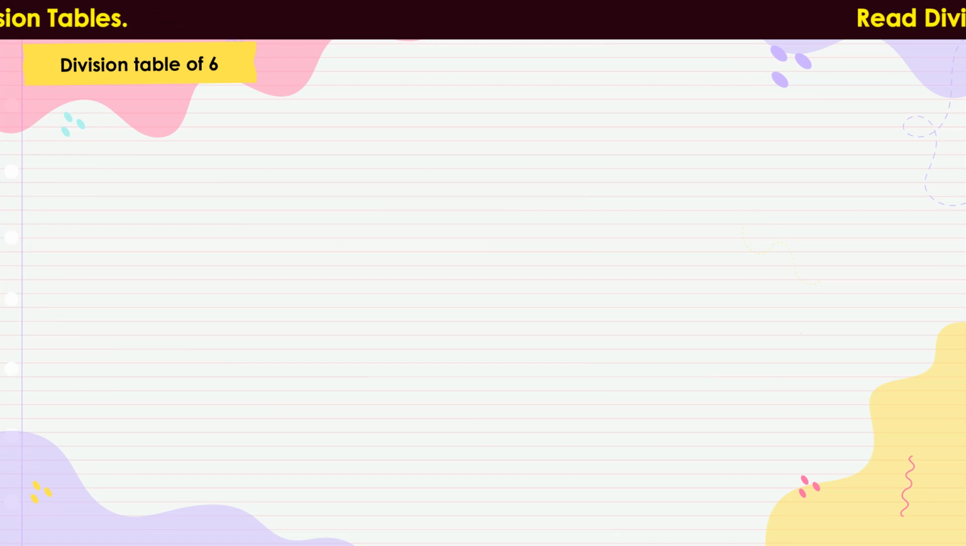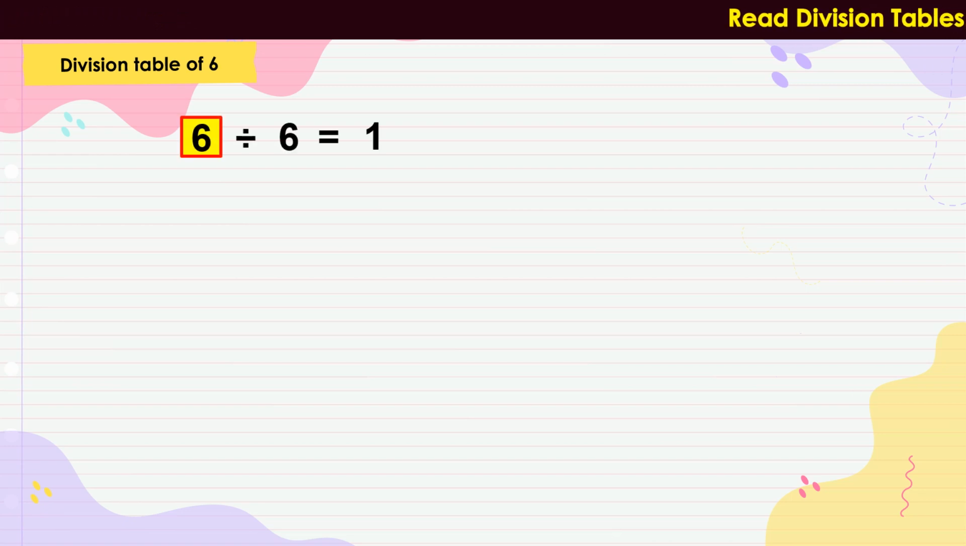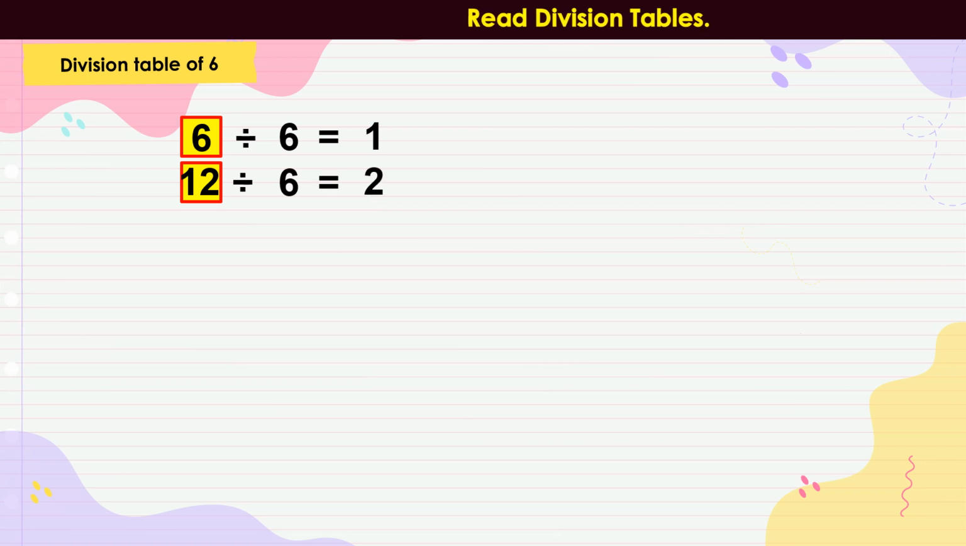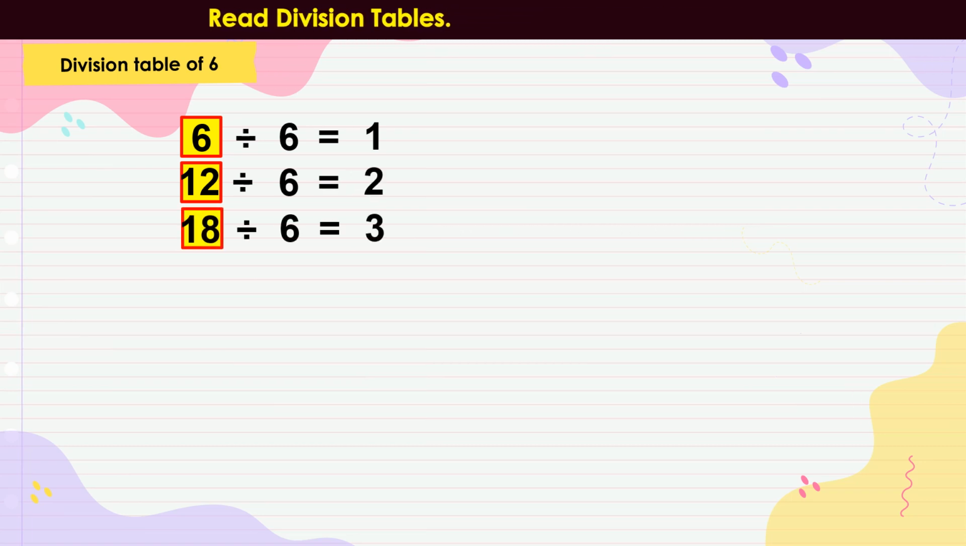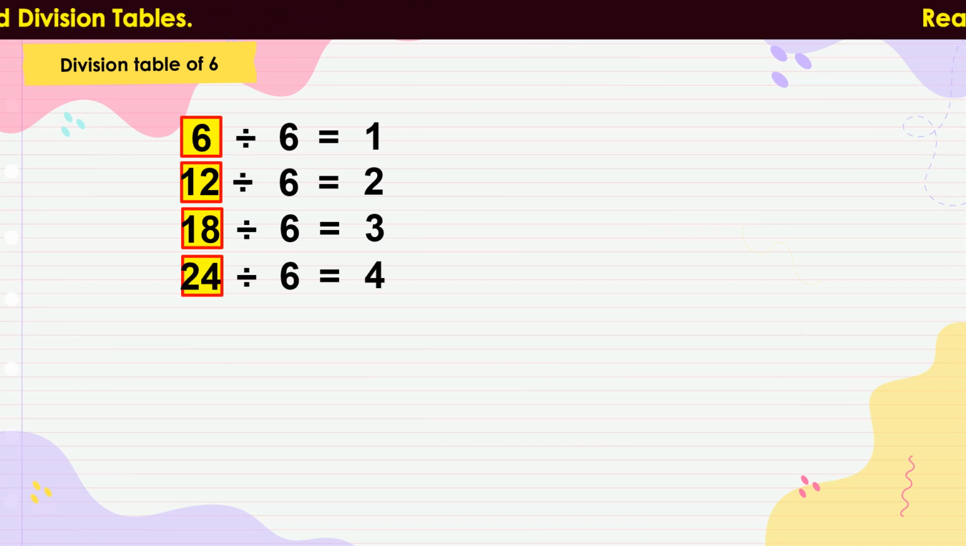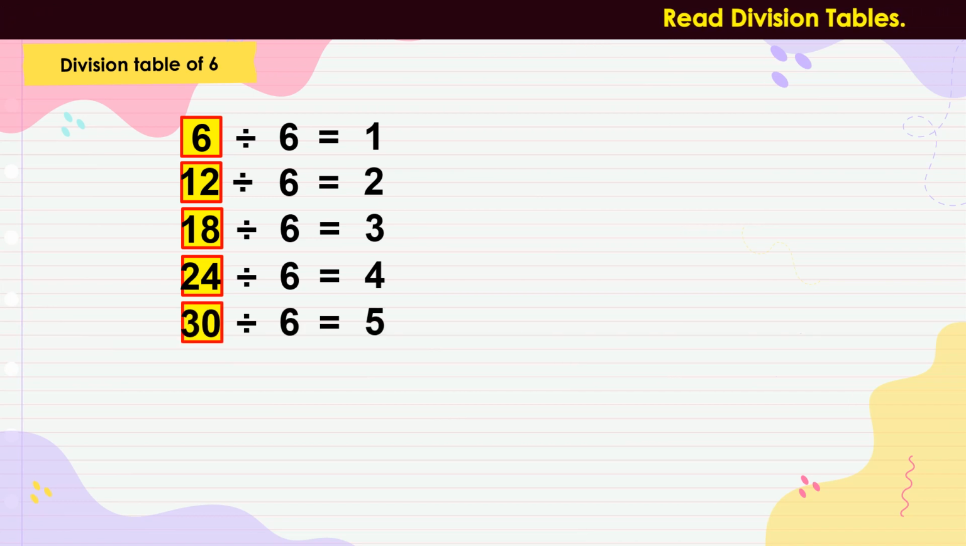Division table of 6. 6 divided by 6 is equal to 1. 12 divided by 6 is equal to 2. 18 divided by 6 is equal to 3. 24 divided by 6 is equal to 4. 30 divided by 6 is equal to 5.